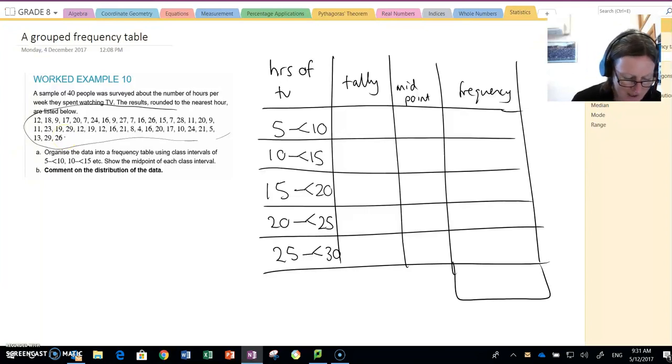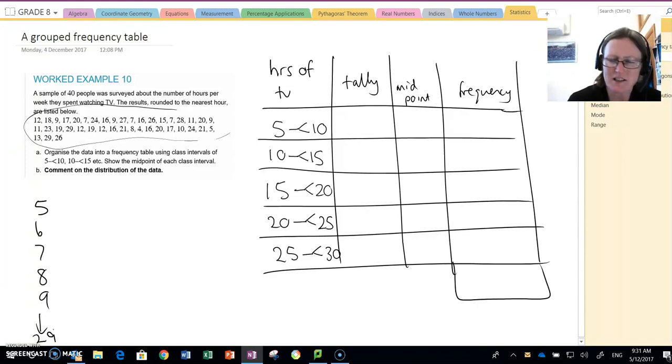So if I actually had to do my table like 5 hours, 6 hours, 7 hours, 8 hours, 9 hours, going right down to 29 hours, that actually would be a really big, long table. So what we do is we group it. So anyone that watches between 5 up to not including 10 hours of TV goes in this group. This is 10 up to not including 15 hours, 15 hours up to not including 20 hours, etc. So we've grouped them into bunches.